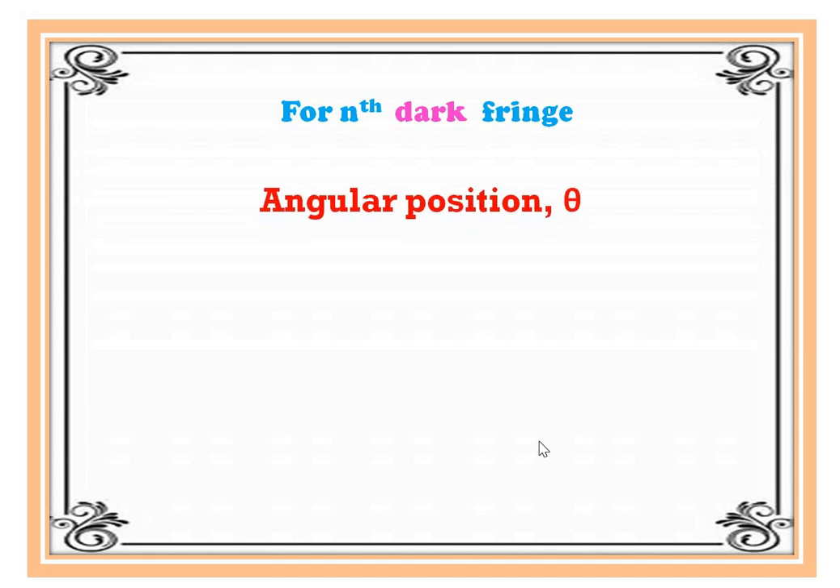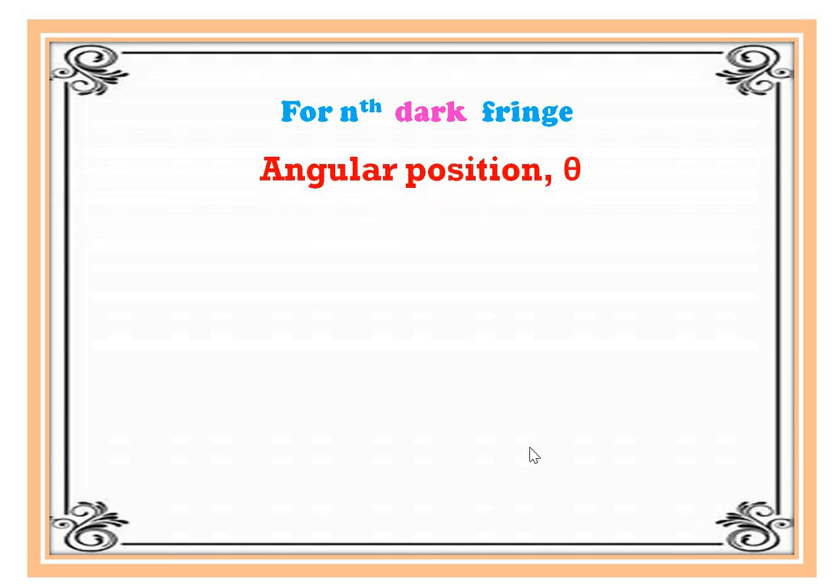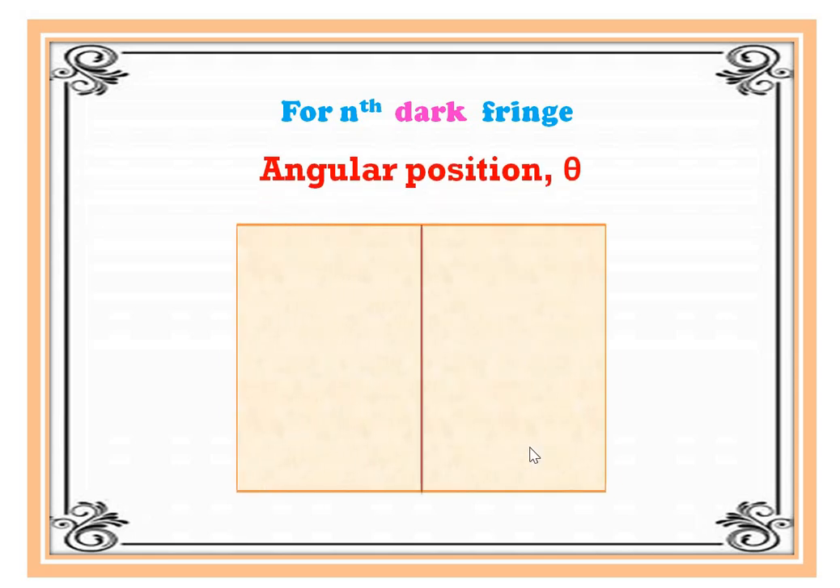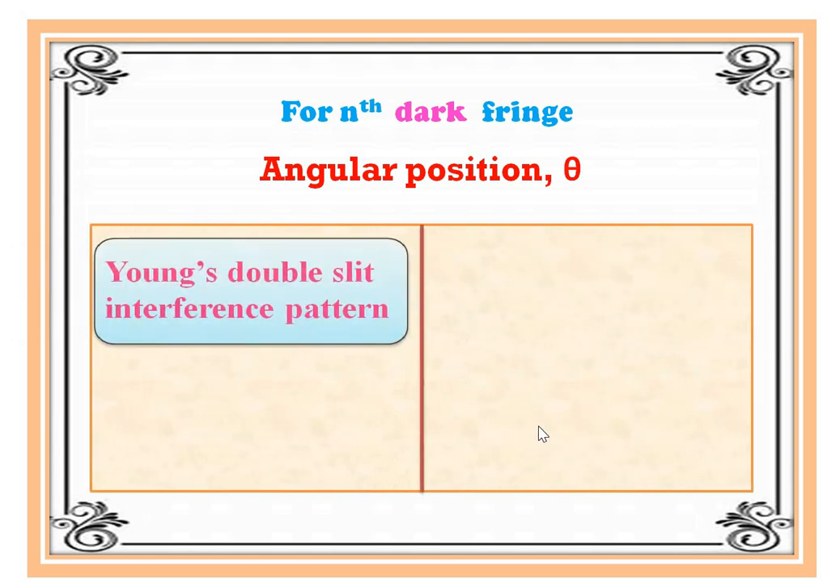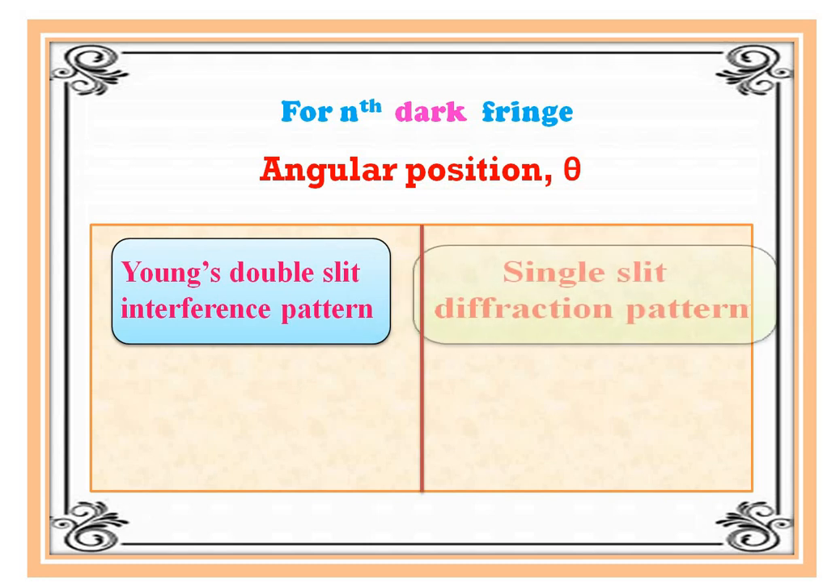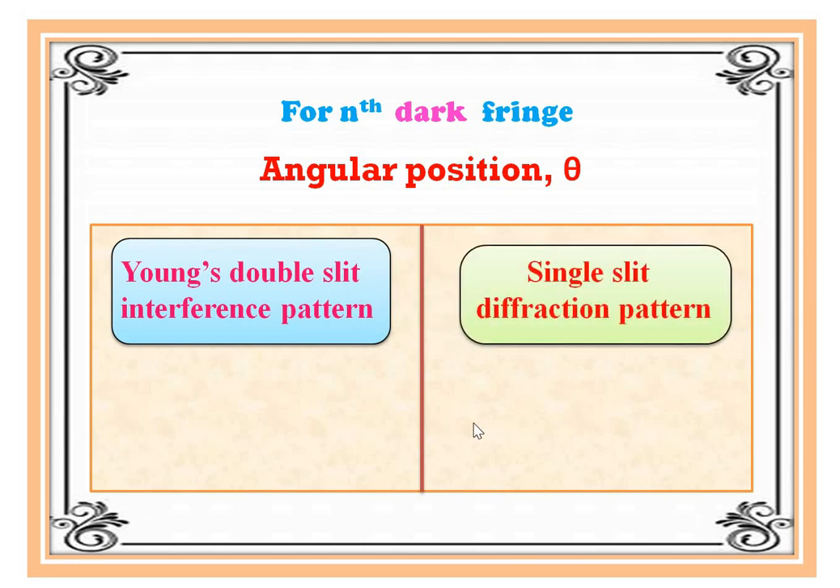The next point is the angular position theta. In Young's double slit interference pattern, the formula is n minus 1/2 times lambda divided by small d. And in single slit pattern, the formula is simply n times lambda divided by small a.